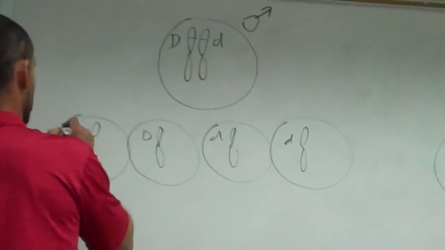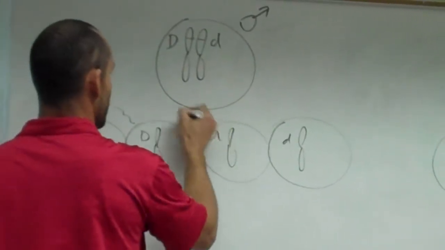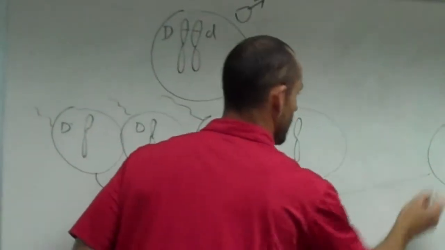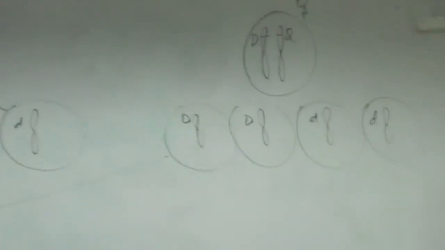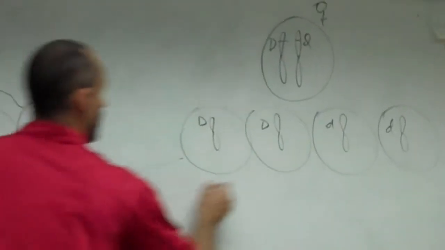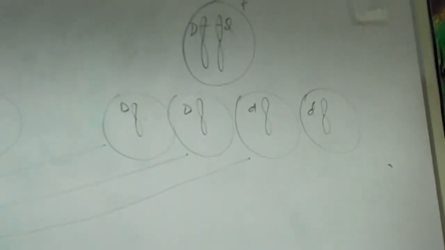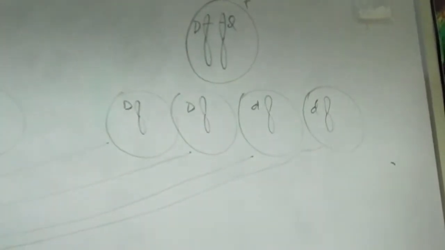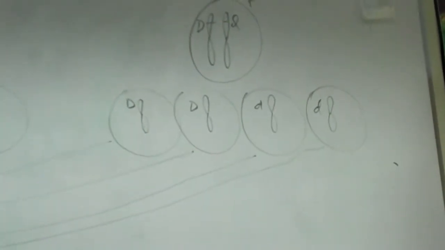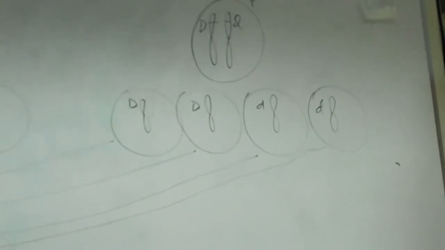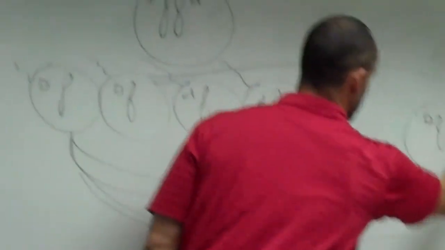If I took, here, watch. Since this is dad, I'll make these into little sperms. Okay, those are my little sperms. If I took this sperm and I put it with this egg, what would be the genotype of the kid? Big D, big D. Homozygous dominant. Heterozygous. Mr. Heterozygous here. Okay, now what if I took this sperm and I put it with this egg? Big D again. What about this one?